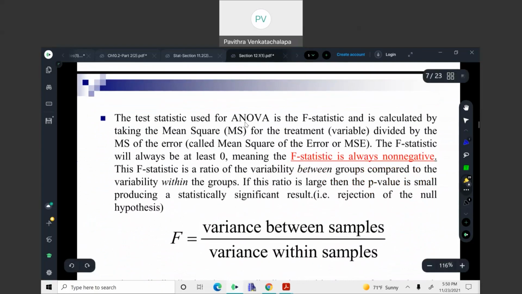The test statistic used for ANOVA is the F statistic. We usually call it a critical value, T value, or Z score, those kinds of terminologies. In the same way, we call this value the F statistic, and it is calculated by using this formula: variance between the samples divided by variance within the samples, or by taking the mean square divided by the mean square of the error.